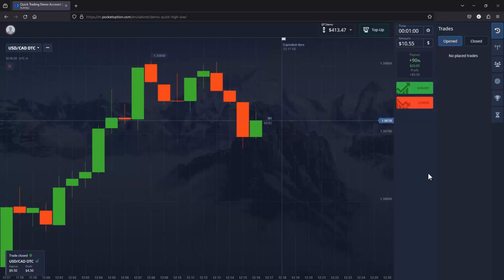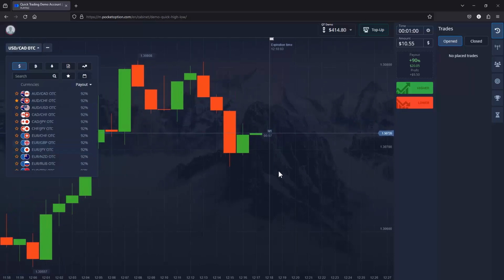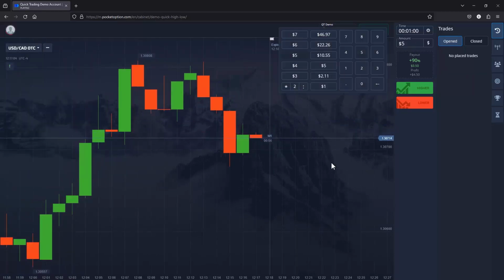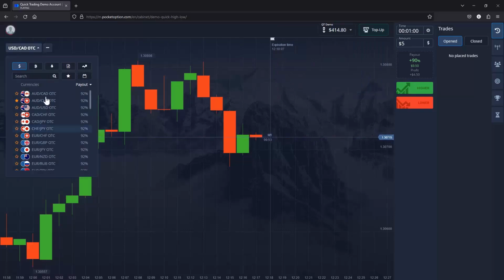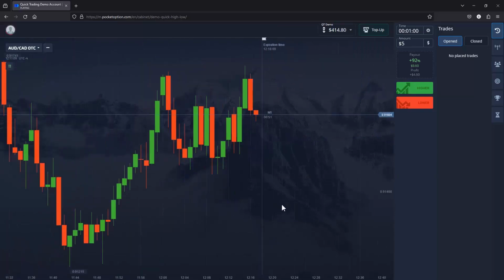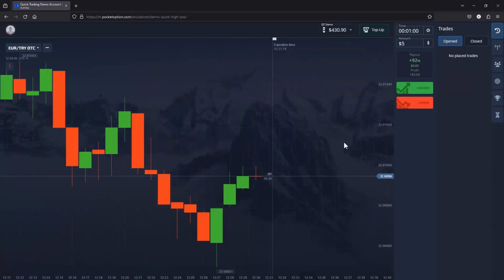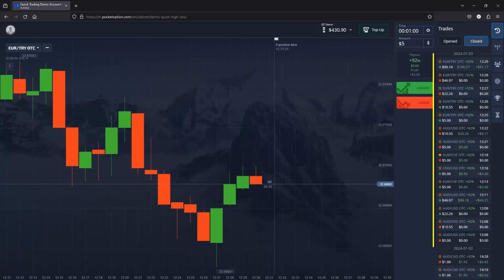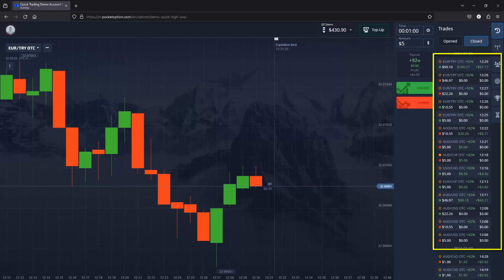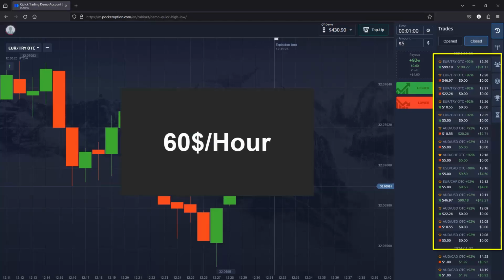And another winning trade. Now we're gonna shortly see the potential or the money that I have made so far. So I'm gonna fast forward the video. After 20 minutes trading, I made so far $30. So it's $30 per 20 minutes, which make an average of $60 per hour.